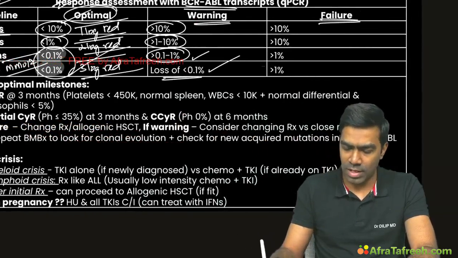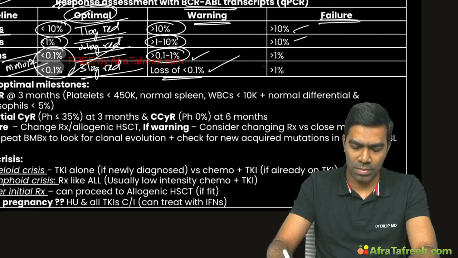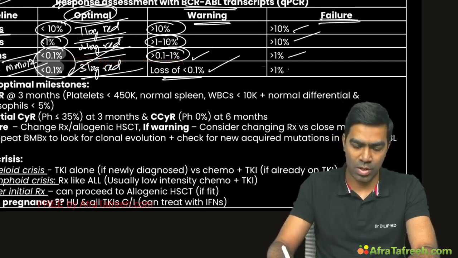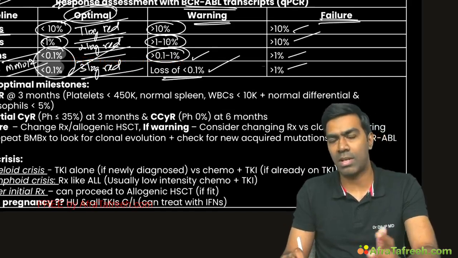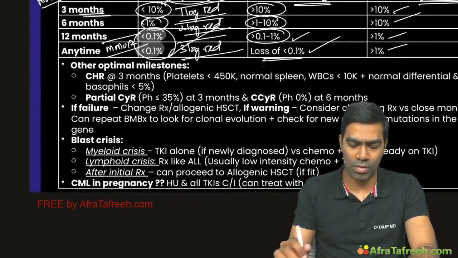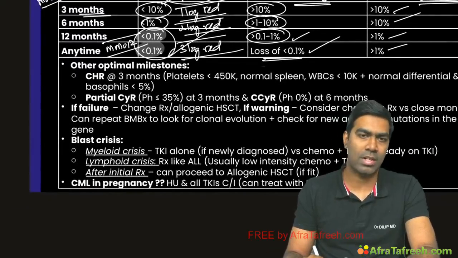What do you mean by failure? At 3 and 6 months, if the BCR-ABL mRNA transcript level is more than 10%, and at 12 months or at any time if the BCR-ABL mRNA transcripts become more than 1%, you're going to call it a failure of therapy. So you have to consider newer TKIs in that regard.